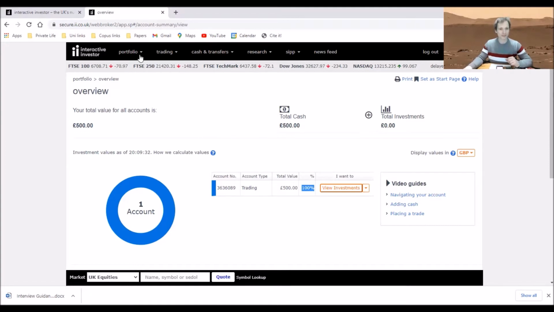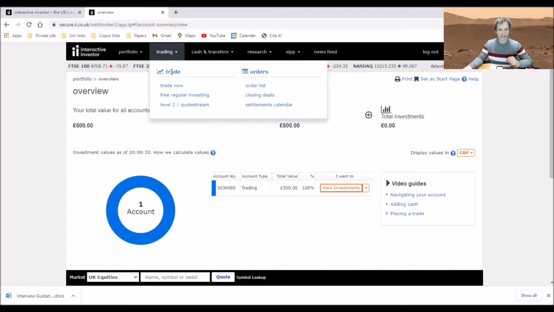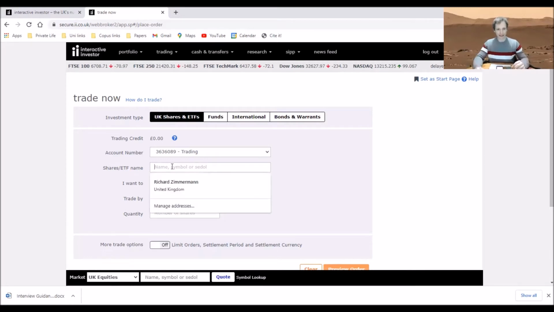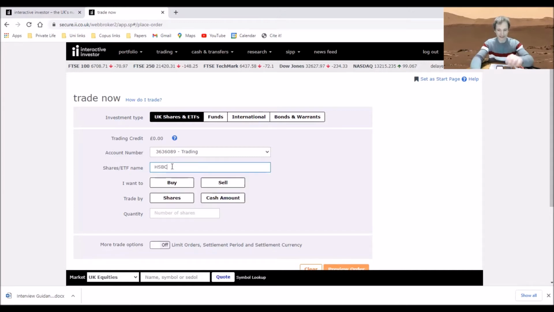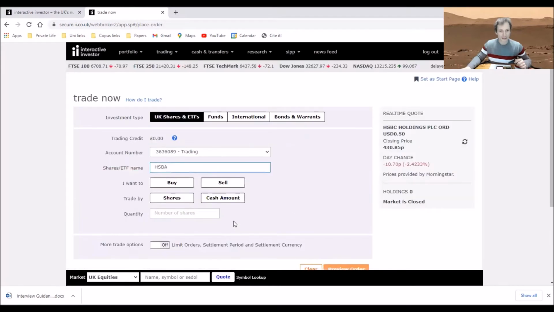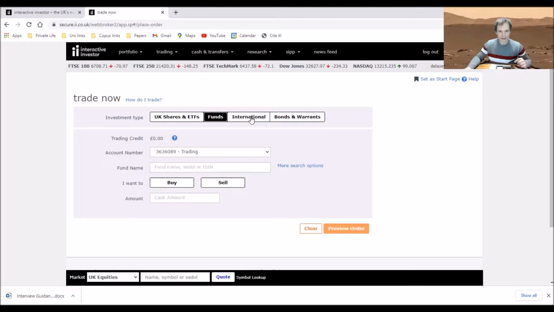Let's see, here we have portfolio overview, investments, cash balance, and transaction history. Okay, trading. Oh, that's interesting. Let's see what happens if I click on trade now. Okay, so I can just type in the name of a company and see if I want to buy them. Let's try this out maybe. Let's try a bank like HSBC. All right, okay. What happens if I click on one of those? I guess I could now buy it. But so that's UK shares and ETFs, funds, and then international.